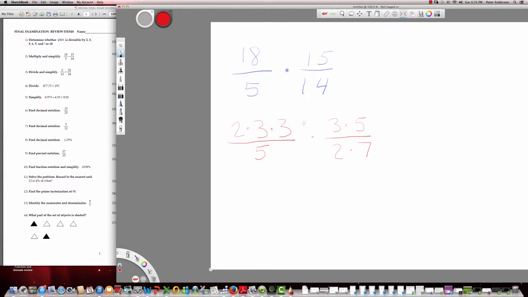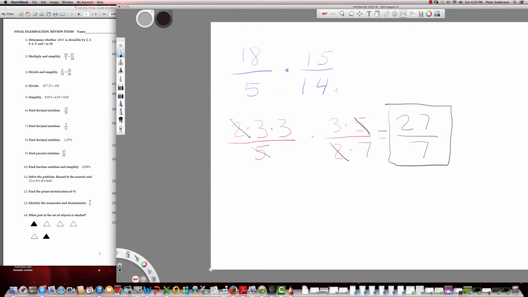Okay? The nice thing about breaking down to primes is that from here, what I can do is just literally cancel out. So I say, okay, 2, do I have 2 on the top? Do I have 2 on the bottom? Yes. Those go away. I have a 3 on the top. Do I have a 3 on the bottom? Nope. I have a 5 on the top. I have a 5 on the bottom. And so when those cancel out, I'm left with 3 times 3 times 3, which is 27. Or 3 times 3 is 9. 9 times 3 is 27. And on the bottom, I'm left with just 7. Okay? And there's my answer.